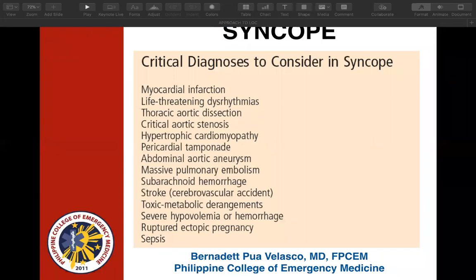Okay. Again, just an emphasis on the critical diagnoses to consider in syncope. So if a patient comes in to your emergency department presenting with syncope, you need to think of all of this. You need to rule out all of this. You need to think of myocardial infarction, life-threatening dysrhythmia, thoracic aortic dissection, critical aortic stenosis, hypertrophic cardiomyopathy, sepsis, ruptured ectopic pregnancy, hemorrhage, hypovolemia, and toxic metabolic derangement. So you need to think of these first before thinking of the benign cases.